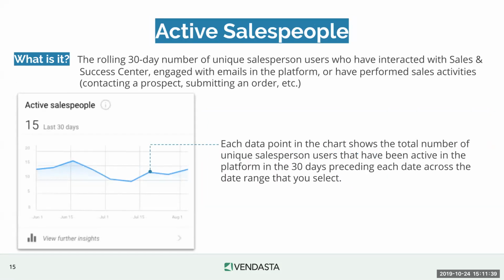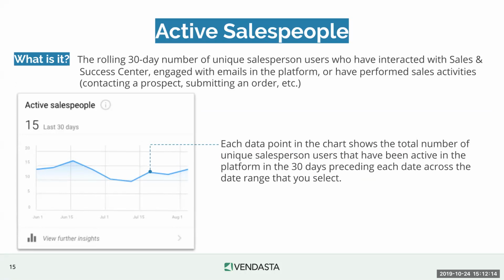Moving on to the next one, this is the active salespeople chart. So what is it? It is the rolling 30-day number of unique salesperson users who have interacted with Sales and Success Center, engaged with emails in the platform, or have performed sales activities, let's say like contacting a prospect, submitting an order, etc. So just to show you, each data point in the chart shows the total number of unique users, salesperson users, that have been active in the platform in the 30 days preceding each date across the date range that you select.